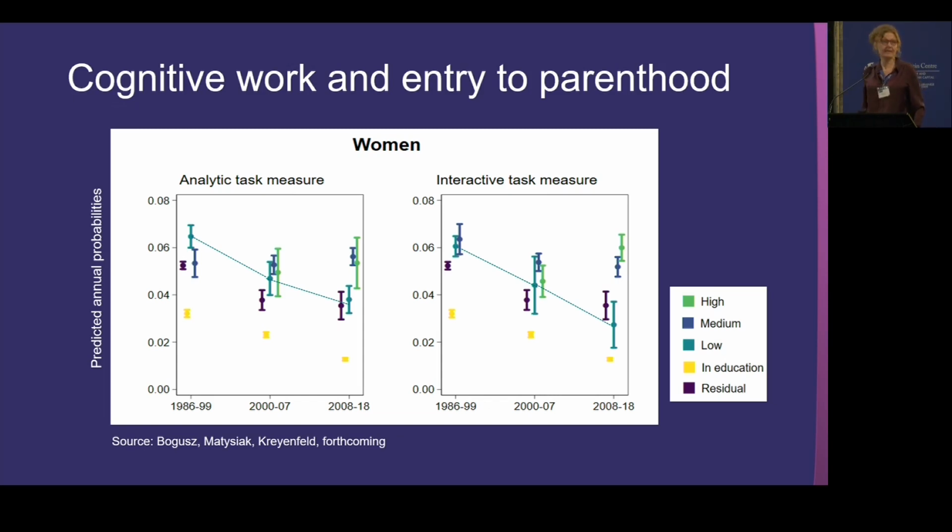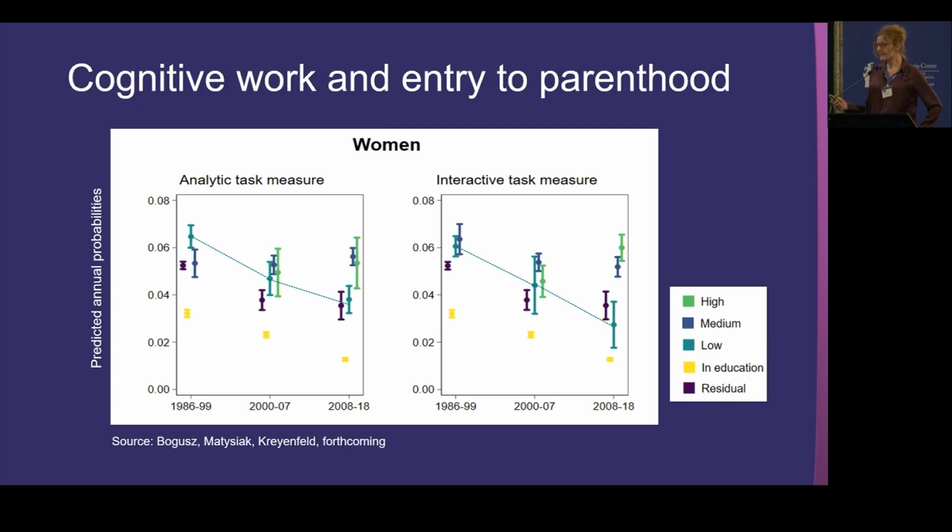And what we can evidently see is a decline in the entry to parenthood, in the probability of entering parenthood for women conducting jobs which are low in cognitive task intensity. So basically jobs, well, which do not require lots of cognitive tasks, cognitive thinking.